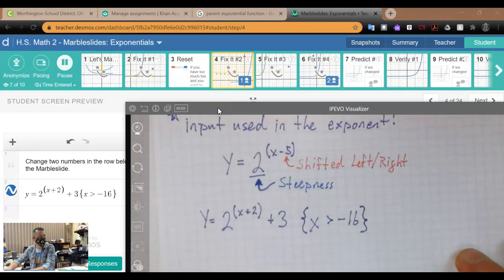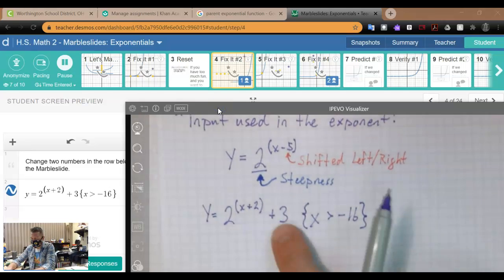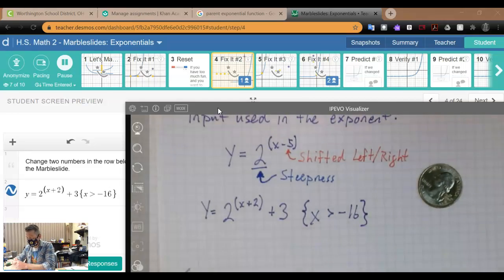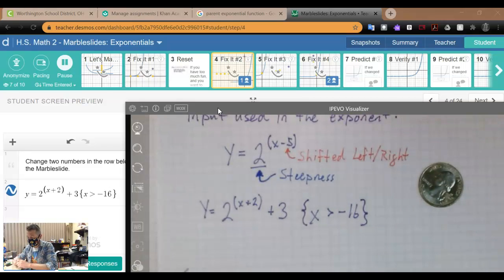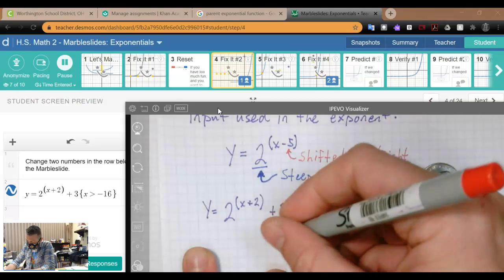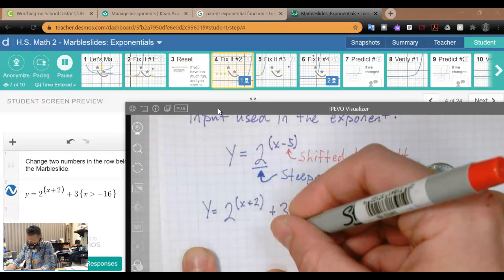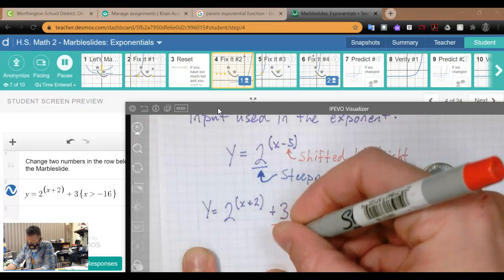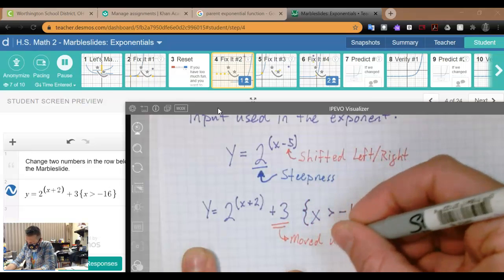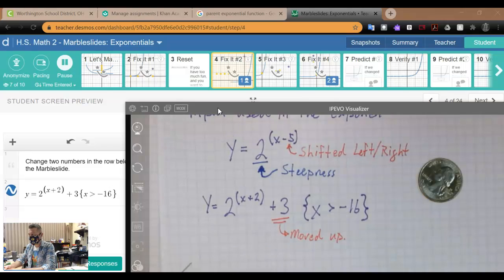Now we said the plus 3 did what for us? Did it move us up or move us down though? That moved us up, right? So this moved us up.